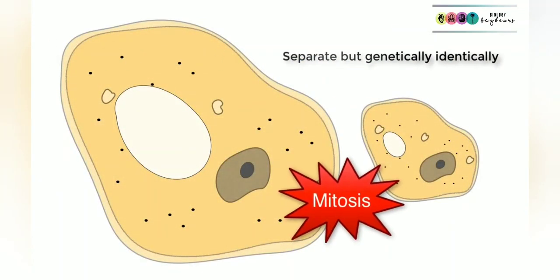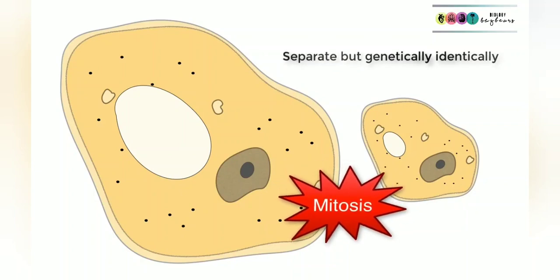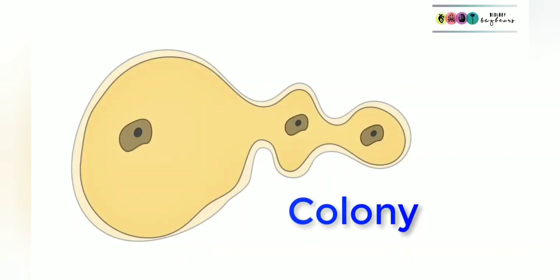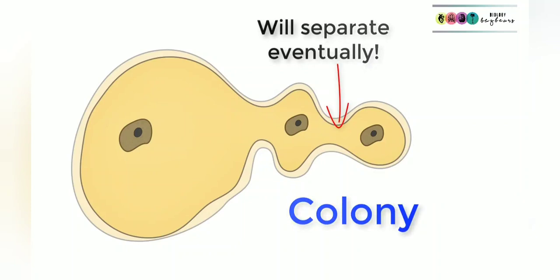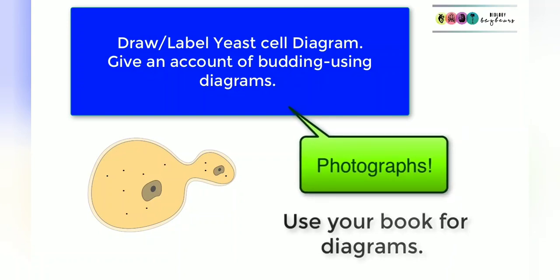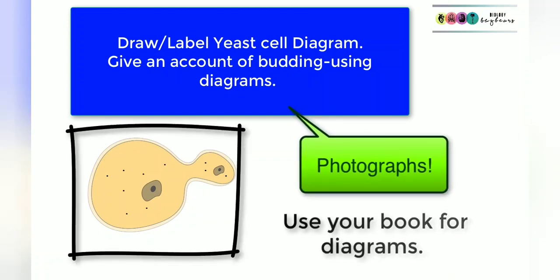And remember, these are two separate yeast cells, but they're genetically identical because they were formed by mitosis. So sometimes though the cytoplasm doesn't separate and you get this structure known as a colony, and a colony forms when the bud, its nucleus, undergoes mitosis and the process of budding continues. So that was yeast. Make sure you can draw and label a diagram of a yeast cell and recognise photographs, really important, and make sure you can give an account of budding using diagrams, so check that out in your book.